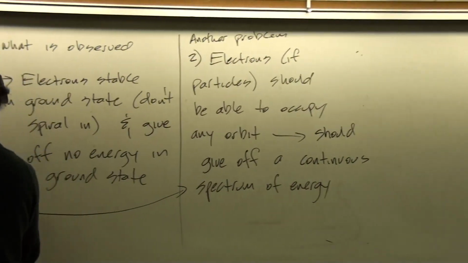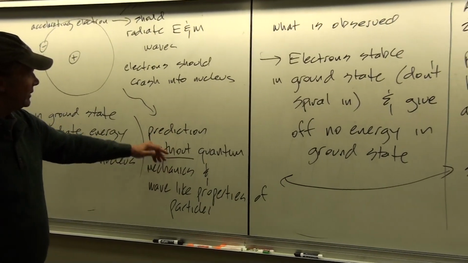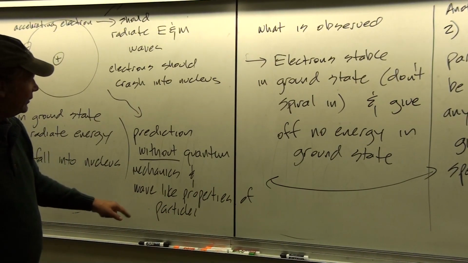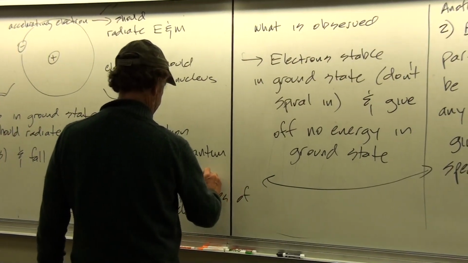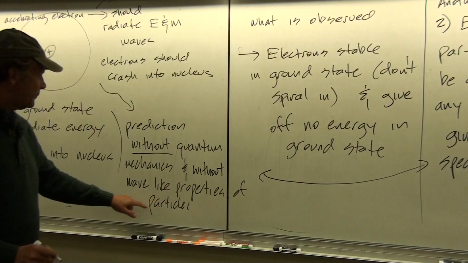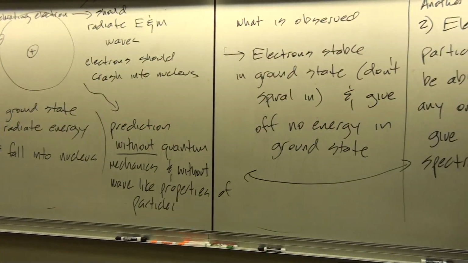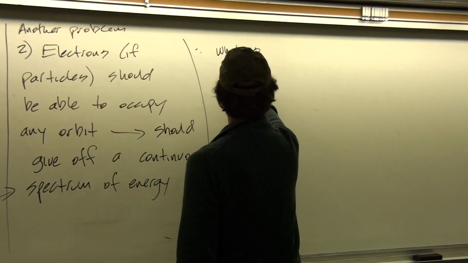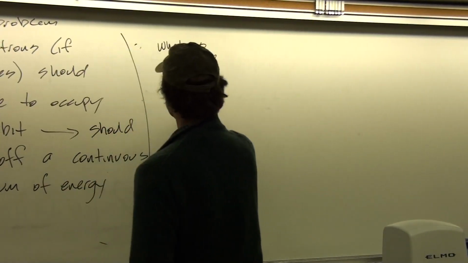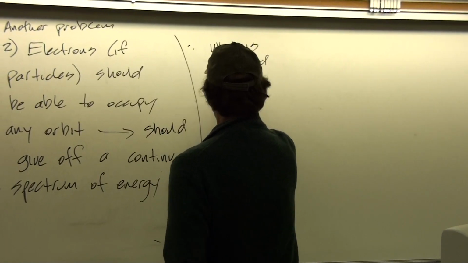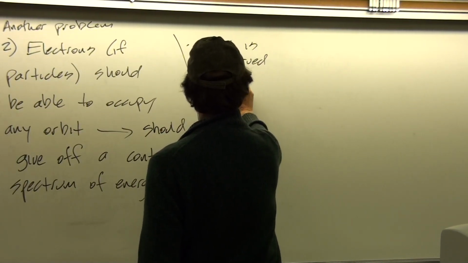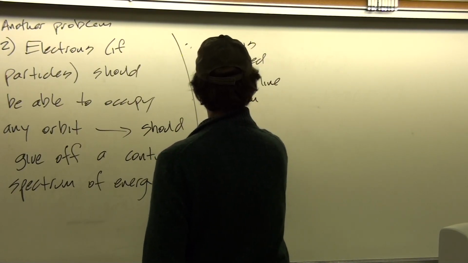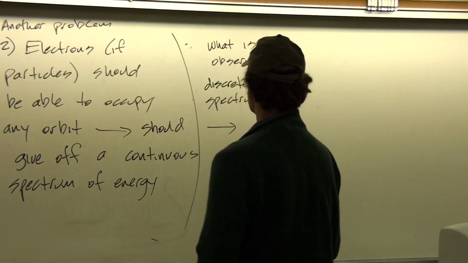So again, we could connect that in with this statement here. This is the prediction without quantum mechanics and without the wave-like properties of particles. But what is observed in this case is a discrete line spectrum, indicating that the electrons can only give off certain energies.